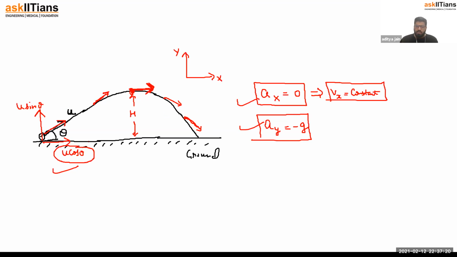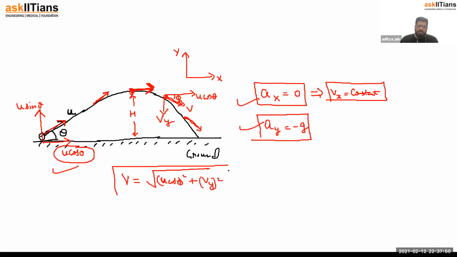Suppose I am talking about a general point. Suppose this is a general point. So this general point will have two components. Suppose this is phi. So it will be u cos theta, because horizontal component of velocity does not change. Suppose this is vy, vertical component. So at any point of time, the projectile has a general velocity v, which is given by parallelogram law as u cos theta whole square plus vy whole square. This is the general velocity.